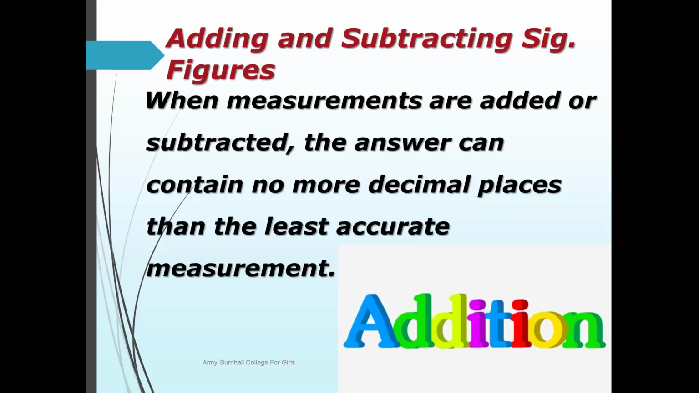Okay, we have discussed adding and subtracting significant figures. When measurements are added or subtracted, the answer can contain no more decimal places than the least accurate measurement. It means that in addition and subtraction, the answer is rounded off to the decimal places of the quantity which has the least number of decimal places.